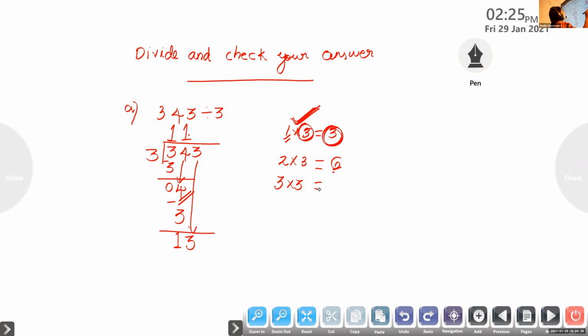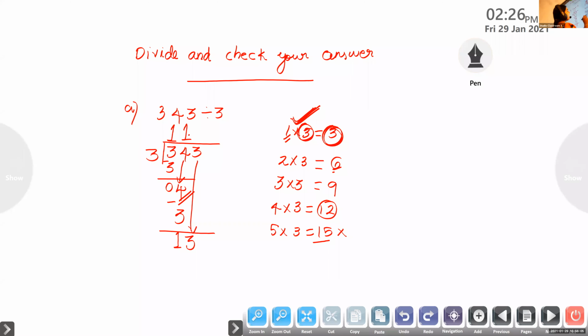3 3s are 9. 4 3s are 12. 5 3s are 15. Can we take 15? No, because it is greater than 13. 13 is our dividend, so you can stop writing the table. We cannot take 15. We can take 12, the less and nearest number.